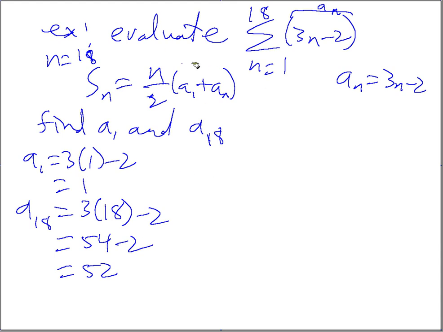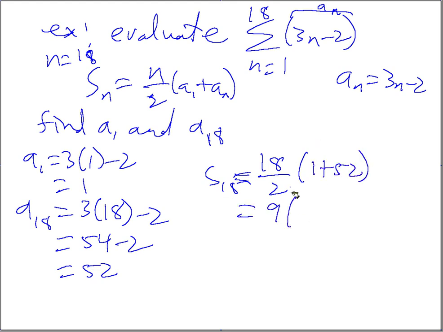We can now plug it into the sum formula. So S18, which is what this sigma notation is, that we're adding up the first 18 numbers, is going to be what? 18 over 2, n over 2, times what? 1 plus 52, or 53, if you like, right? So it's going to be 9 times, 18 over 2 is 9, times 53. Let's punch onto the calculator, 9 times 53, and that's going to be 477.